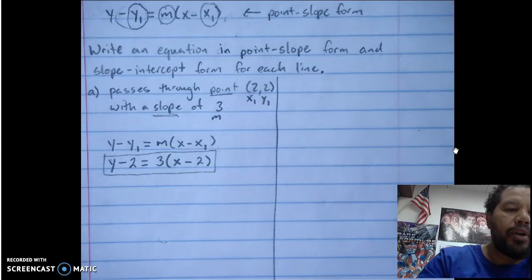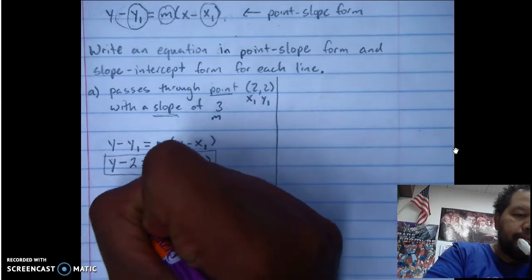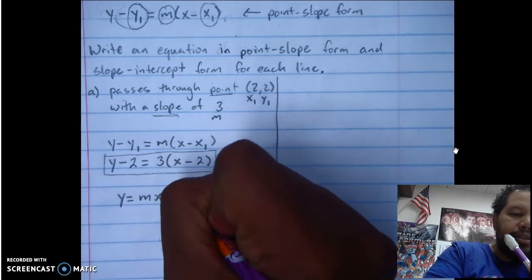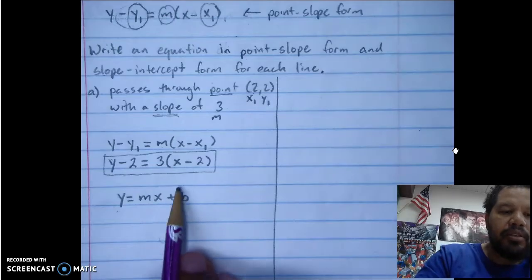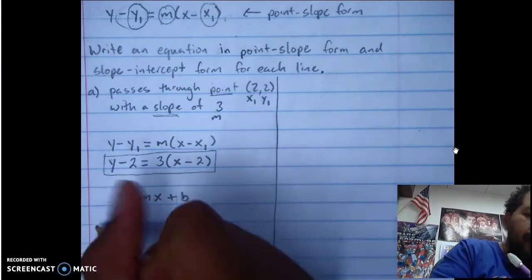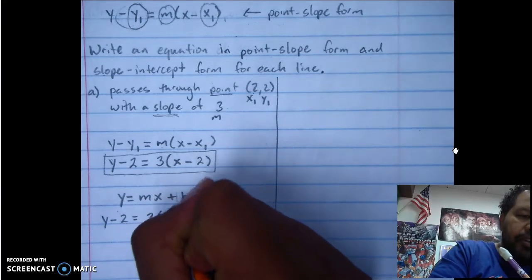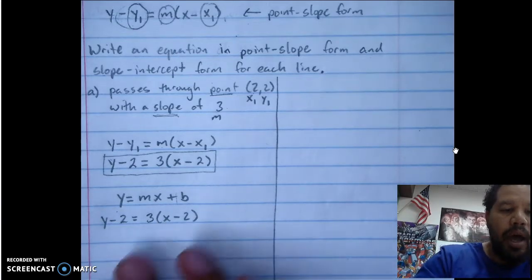And now I'm going to take this and write that into slope intercept form. So slope intercept form, if you recall, looks like this. It has the y on the left side equals a term with an x plus a number. So in order to do that, we're going to take our equation that's in point slope and start simplifying it, and then isolate for y.